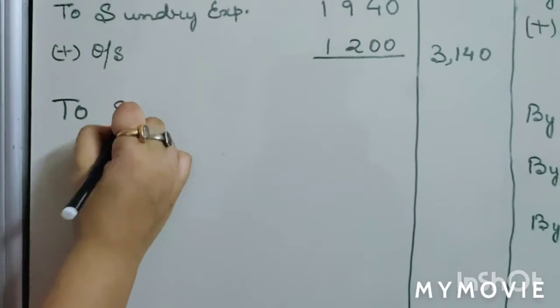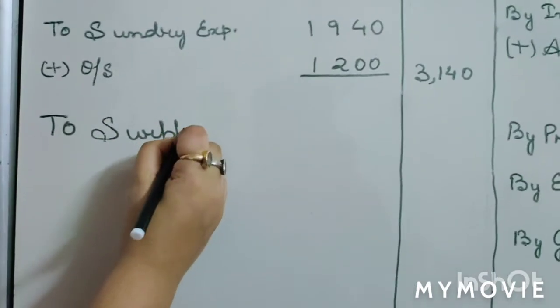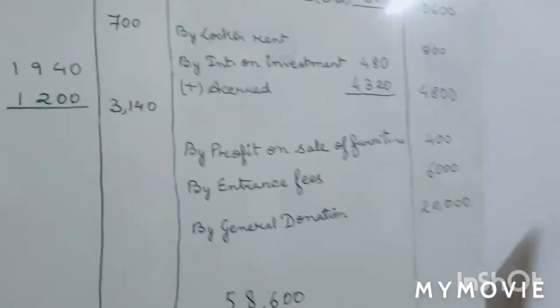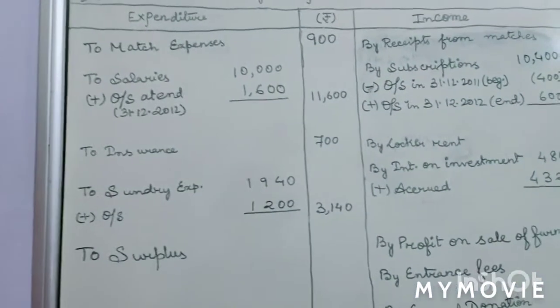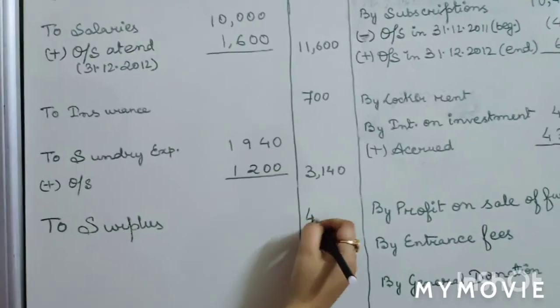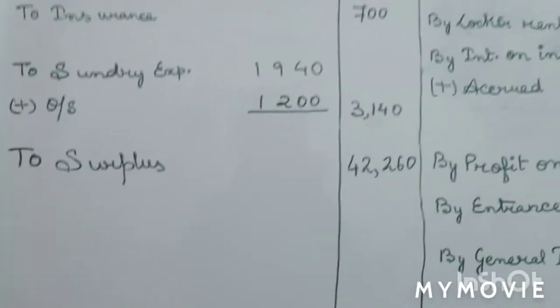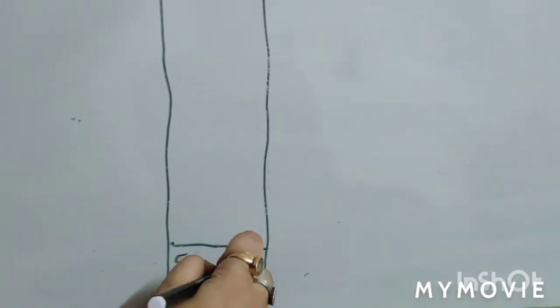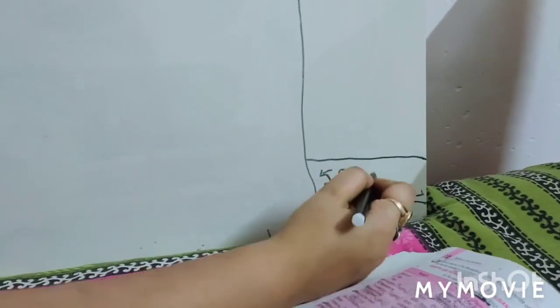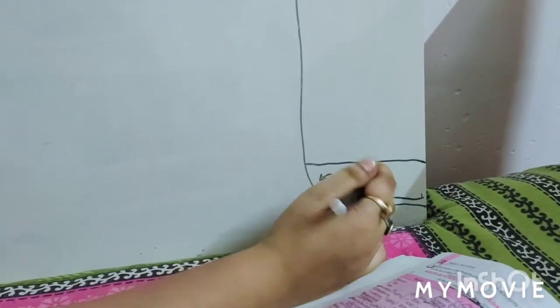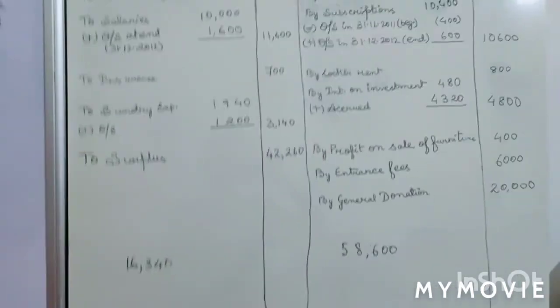So to surplus. How will we get the surplus? From the income side, if we deduct all this expenditure, we will get a surplus of 42,260. And don't forget to write the grand total, that is 58,600. Here also 58,600 on both the sides. So here we are done.